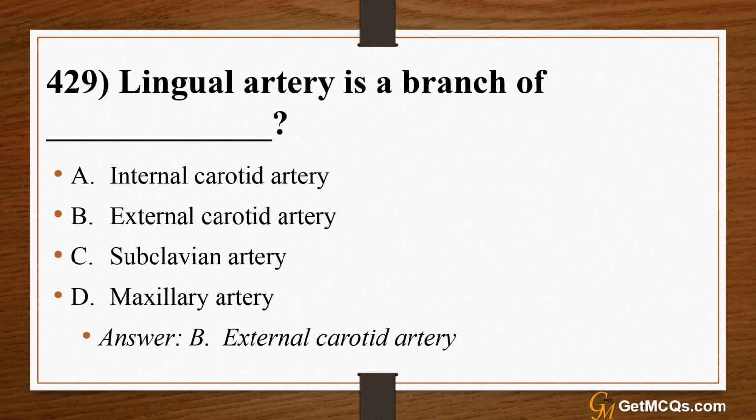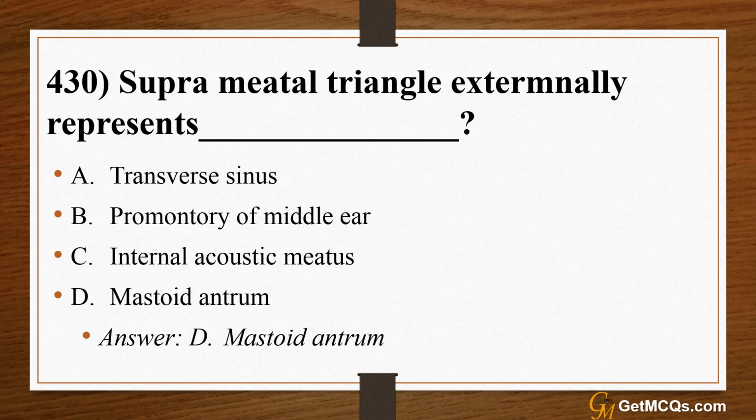429. Lingual artery is a branch of? Answer: B. External carotid artery. 430. Suprameatal triangle externally represents? Answer: D. Mastoid antrum.